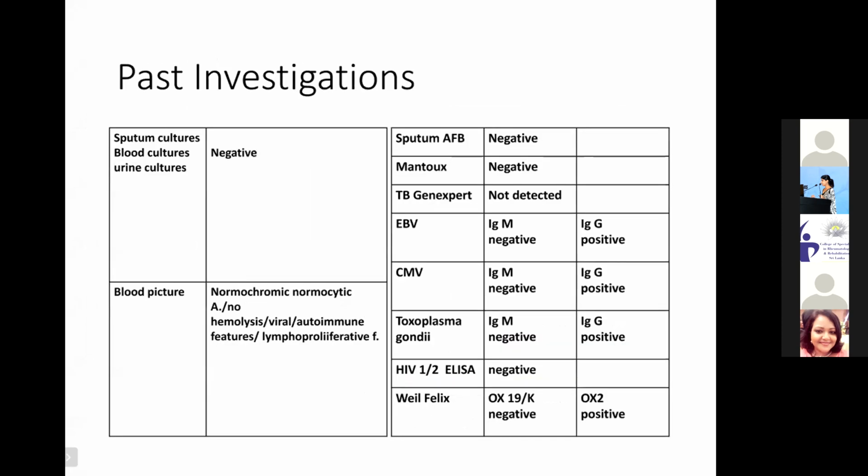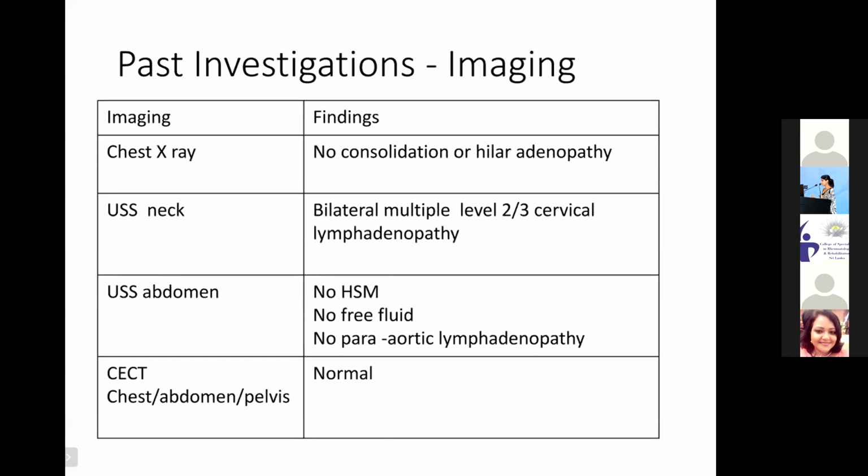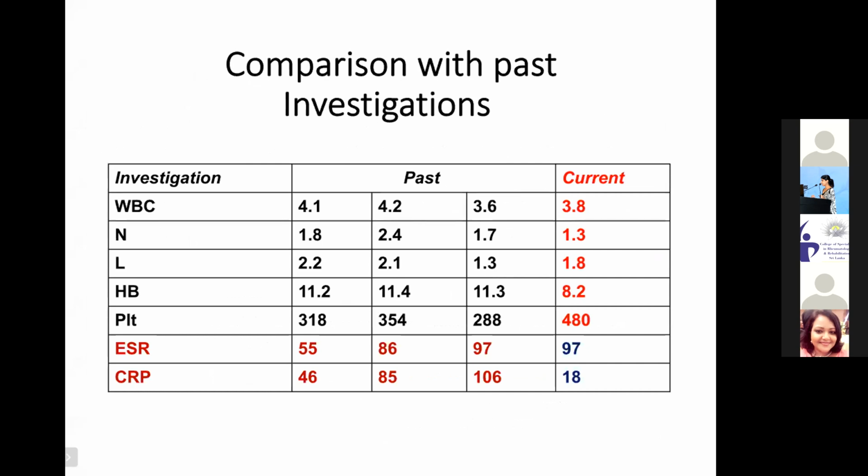Her past investigations were negative for a possible infective etiology for fever of unknown origin. Cultures were negative. Pulmonary TB was excluded. Viral studies were negative for ongoing infection. Imaging findings were consistent with the clinical finding of localized cervical adenopathy. When comparing the past investigations with the current investigations, we noted a clear trend of developing leukopenia, anemia, and a relative thrombocytosis, and her inflammatory markers, especially ESR, were persistently high.